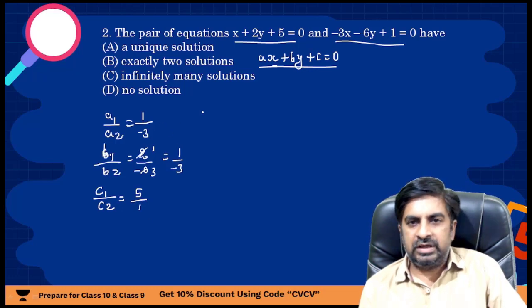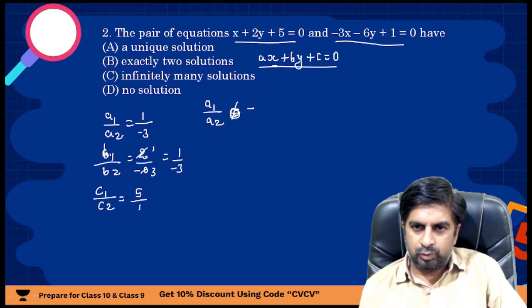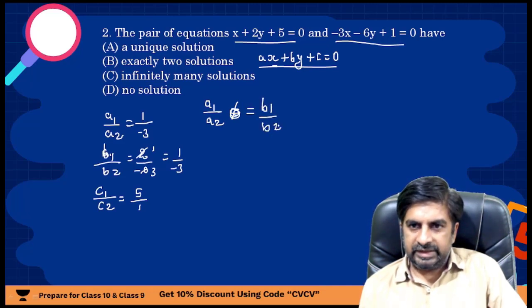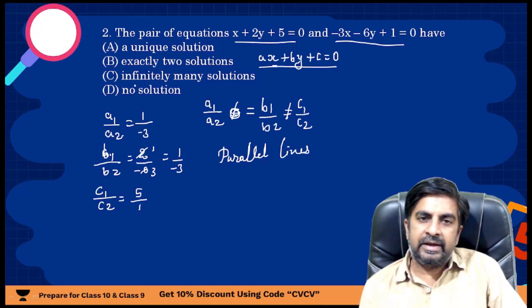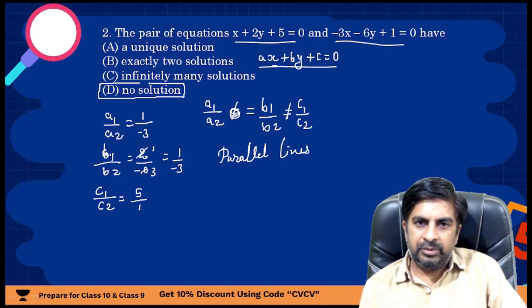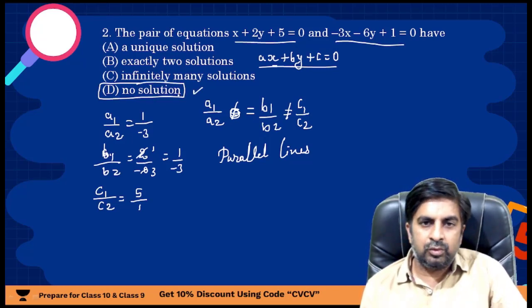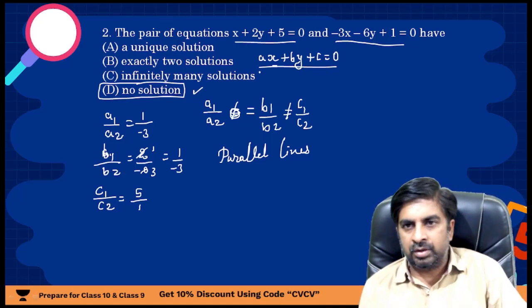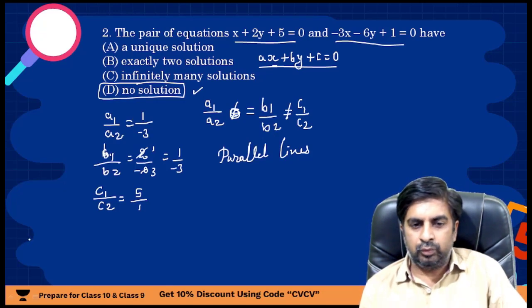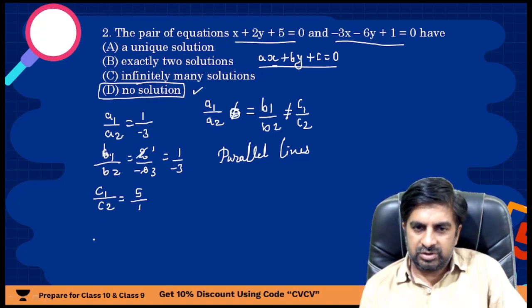So again we are getting the same condition here. a1 by a2 is equal to b1 by b2, but is not equal to c1 by c2. So again parallel lines, and when you have parallel lines, how many solutions will you get? You will get no solution. Sometimes they will ask you whether the lines are parallel or not, sometimes whether you will get a solution or not, sometimes whether the equations are consistent or inconsistent. So every time you need to keep in mind to use the same method.